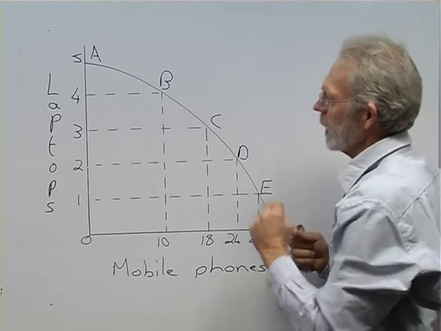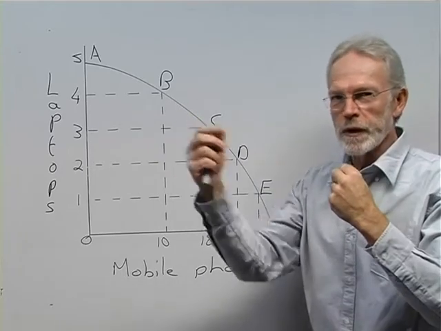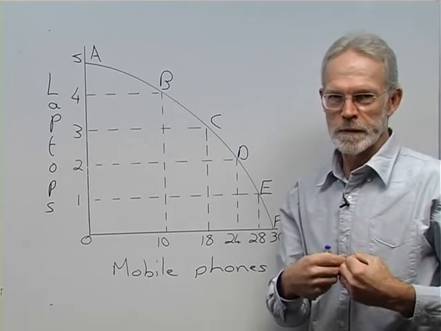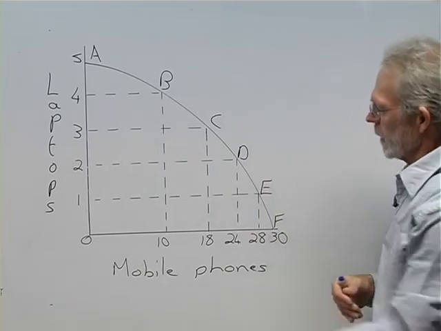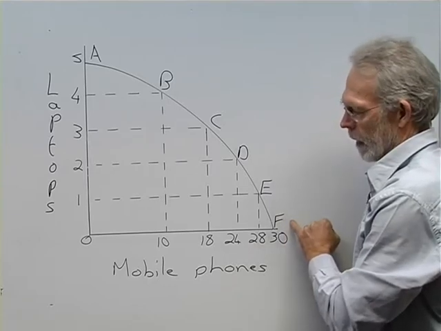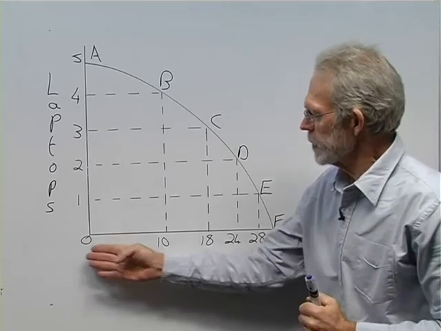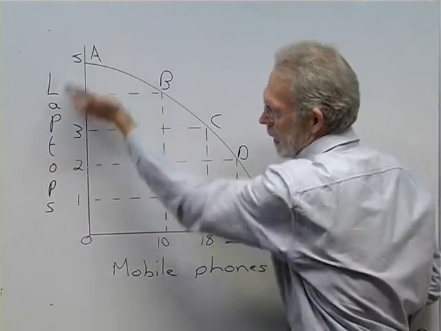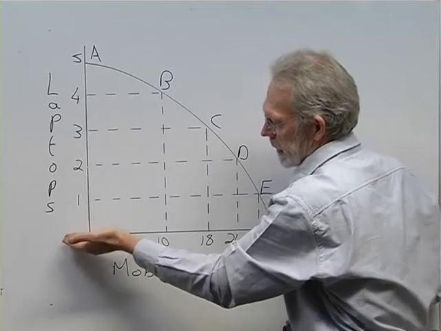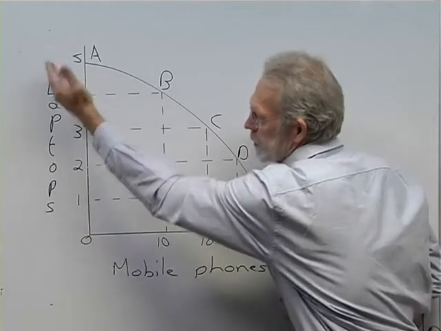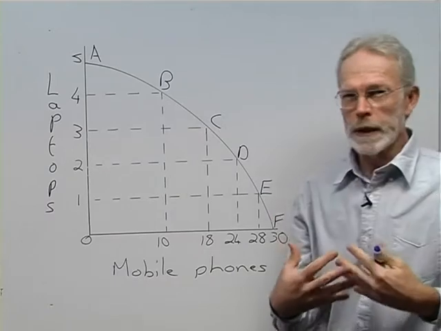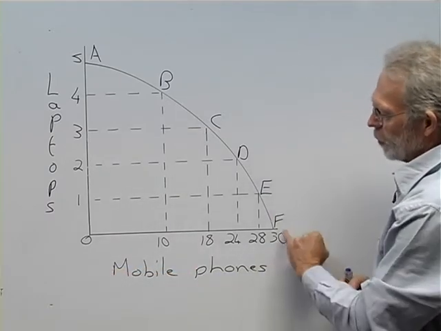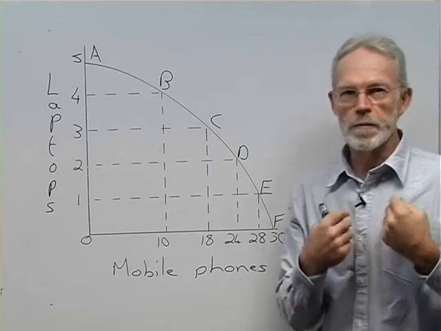But what is important, if we go to a different output combination, it involves a certain cost. For instance, let's start at point F. How many laptops do we produce if we're at point F? Well, laptops are measured on the vertical axis. So at point F, we don't produce any laptops, and all the production goes into production of mobile phones, and we produce 30,000 mobile phones.